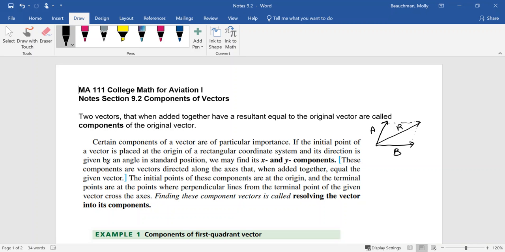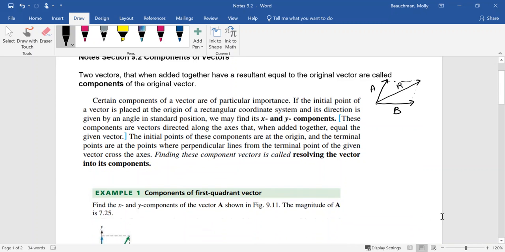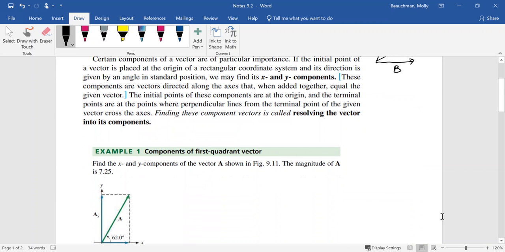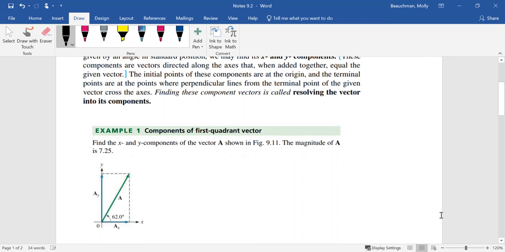If the initial point of a vector is placed at the origin of a rectangular coordinate system, and the direction is given by an angle in standard position, we can find its x and y components. These components are vectors directed along the axes that, when added together, equal the given vector. The initial points of these components are at the origin, and the terminal points are at the points where perpendicular lines from the terminal point of the given vector cross each of the axes. Finding these component vectors is called resolving the vector into its components.